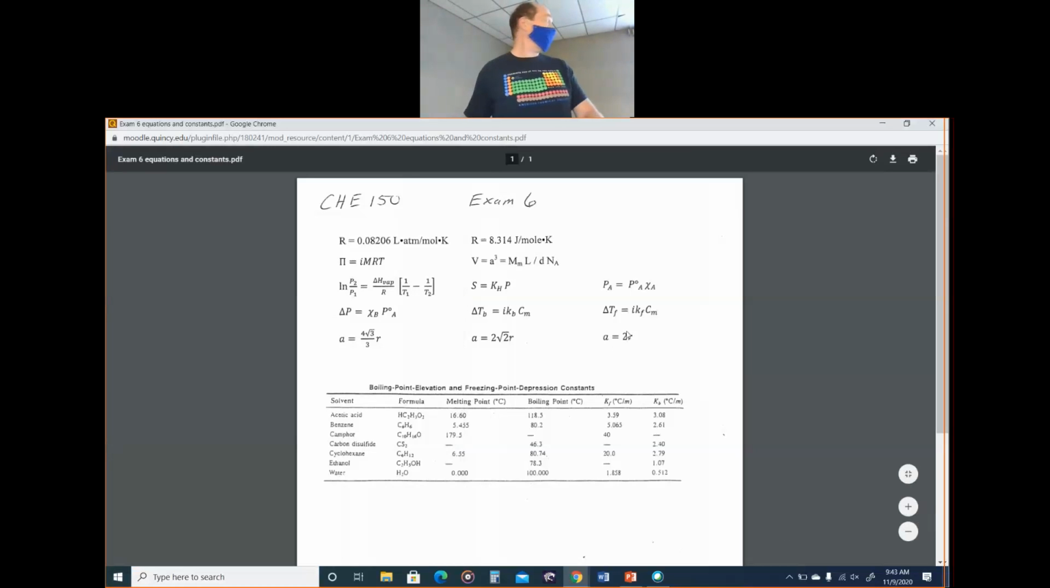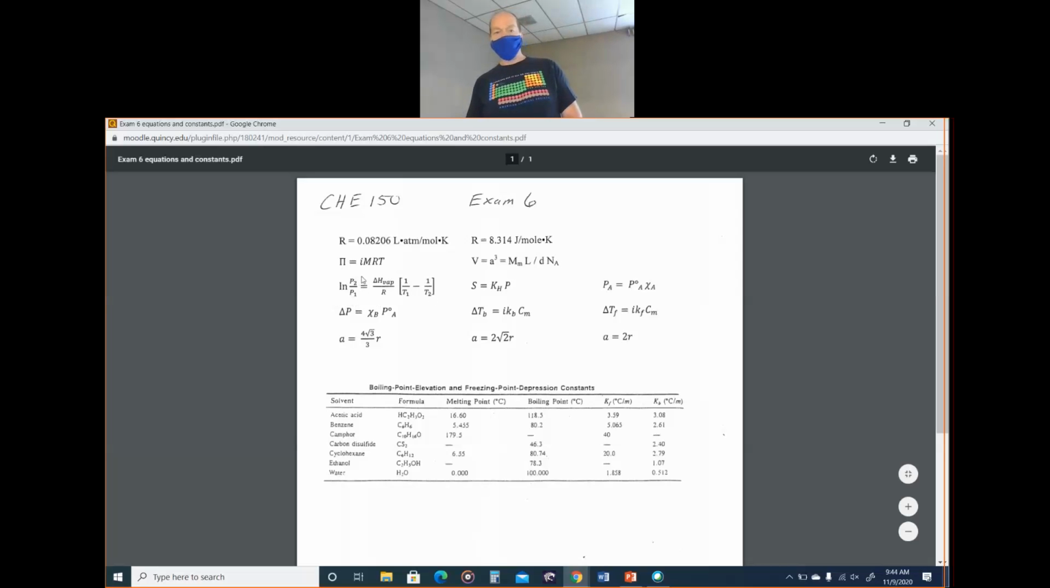All right, so on exam 6 on Thursday, here is the equation sheet you're going to be given. Both R values are given. When you're doing osmotic pressure, make sure you use the one that has the atmospheres in it. So here's your osmotic pressure. The I value is put into this equation. Usually there's at least one osmotic pressure question.